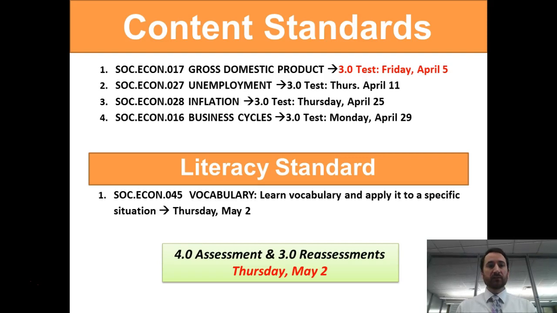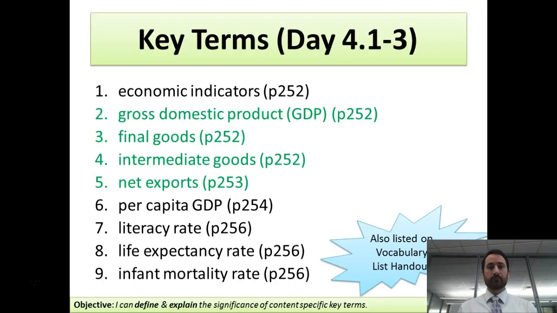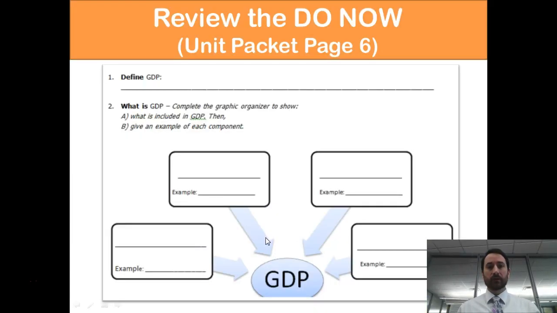Our content standards for today, we're focusing on the first one, gross domestic product. We have a 3.0 assessment on Friday, this coming Friday. The key terms that we're going to work with today are numbers 2 through 5. You read about all of these in your text on Monday, but we'll break these into 2 days, today and then tomorrow. We'll look at these last few words. Now taking a look at the do now.